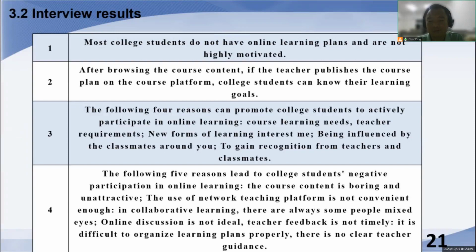4. The following 5 reasons lead to college students' negative participation in online learning. The course content is boring and untargeted. The use of the network teaching platform is not convenient enough. In collaborative learning, there are always some people who slack off. Online discussion is not ideal. Teacher feedback is not timely. It is difficult to organize learning plans properly. There's no clear teacher guidance.